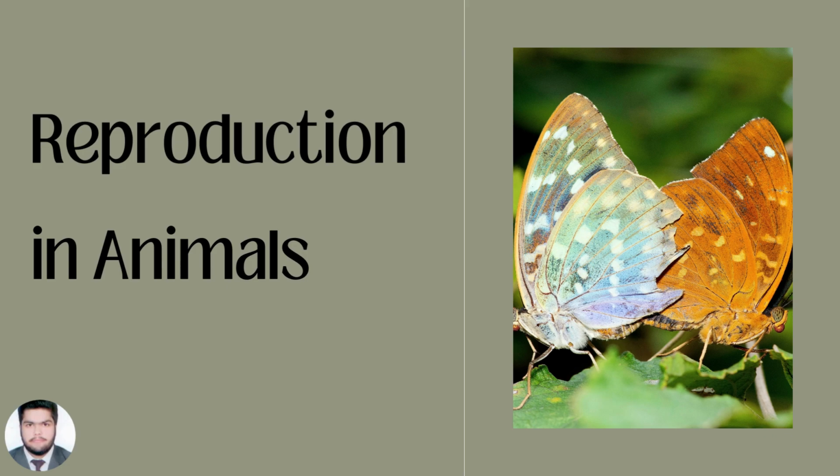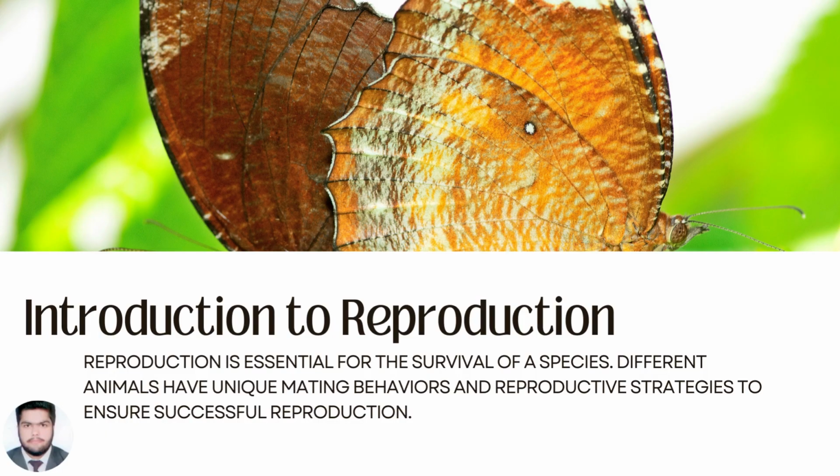Today I will discuss the topic reproduction in animals. Introduction to reproduction. Reproduction is essential for the survival of a species. Different animals have unique mating behaviors and reproductive strategies to ensure successful reproduction.